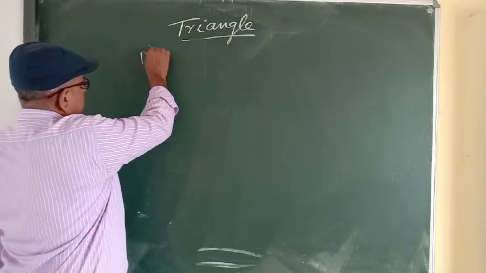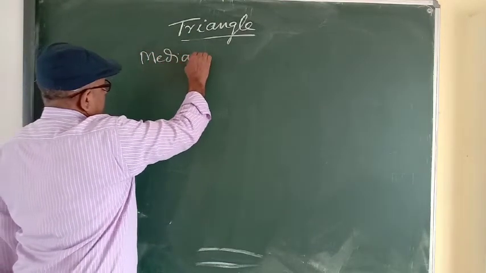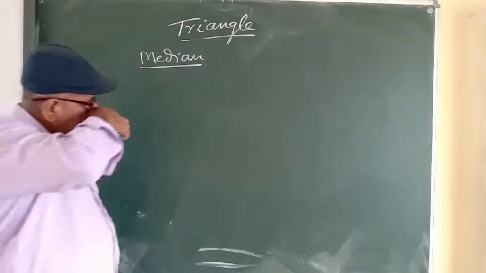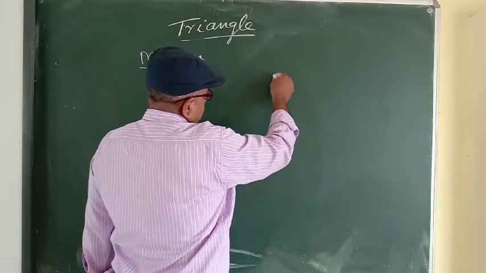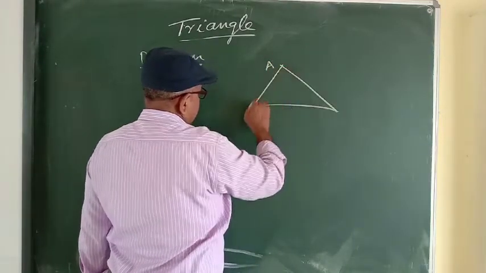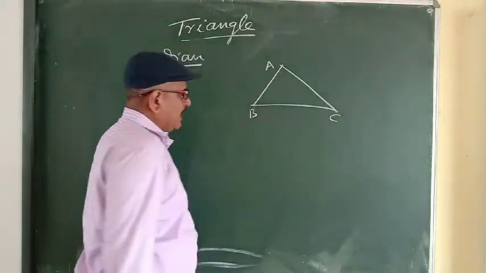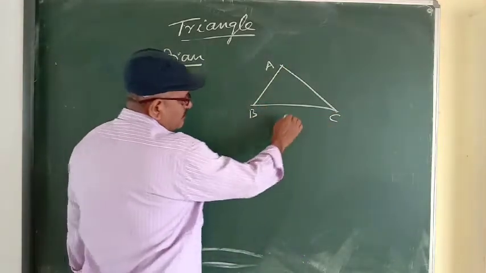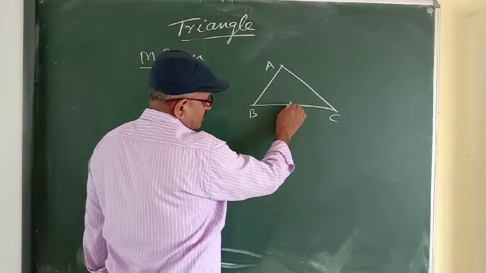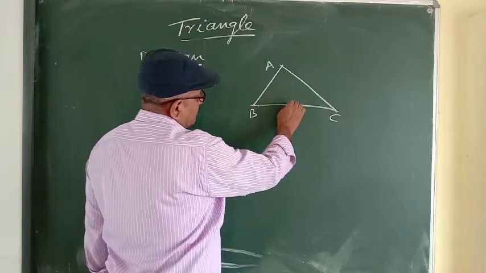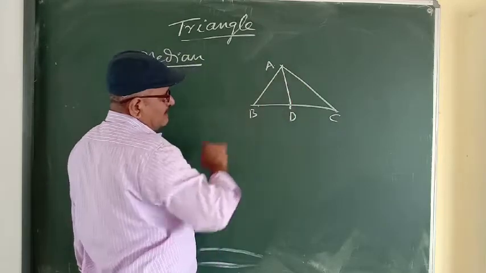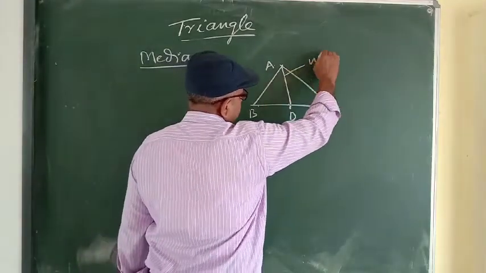Next topic is median. What is median of a triangle? So firstly take a triangle ABC. ABC is any triangle. If we join the midpoint of any side of the triangle, suppose D is the midpoint of BC, and join this midpoint to its opposite vertex A, then this line segment AD is called median.